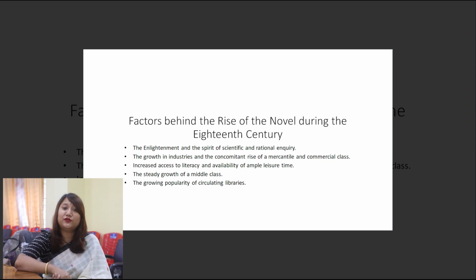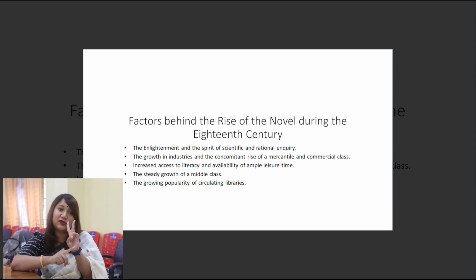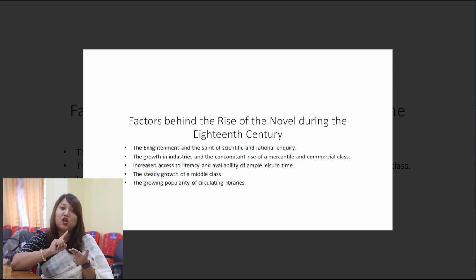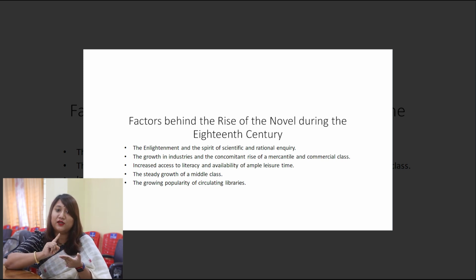Sir Isaac Newton, you all have heard about him, right? Sir Isaac Newton published his Principia and Optics, two books, during the 18th century. Now, in these books, what he did was, he suggested that the laws of the universe are all explainable. It is possible to understand the natural laws by which the universe functioned.